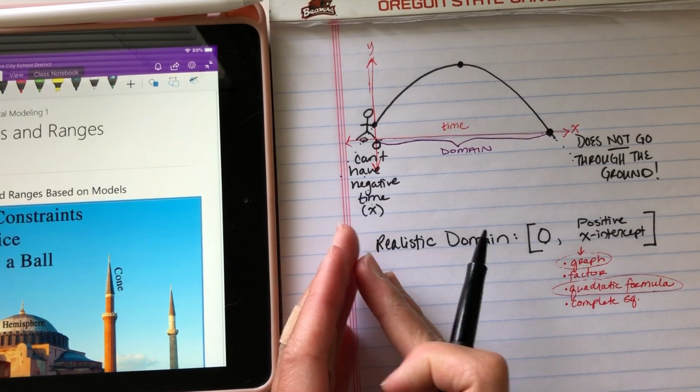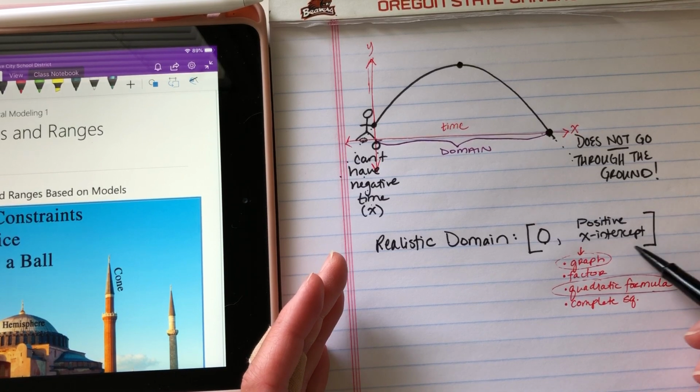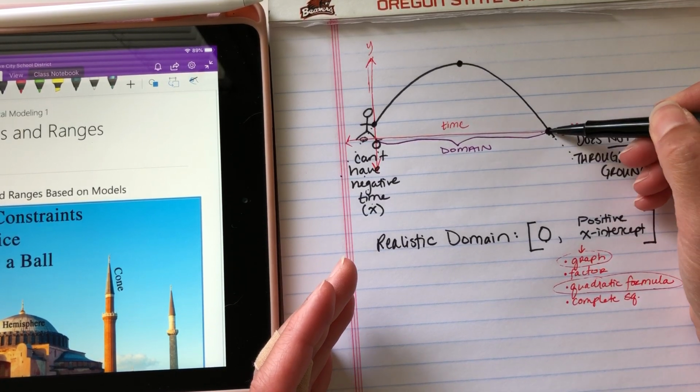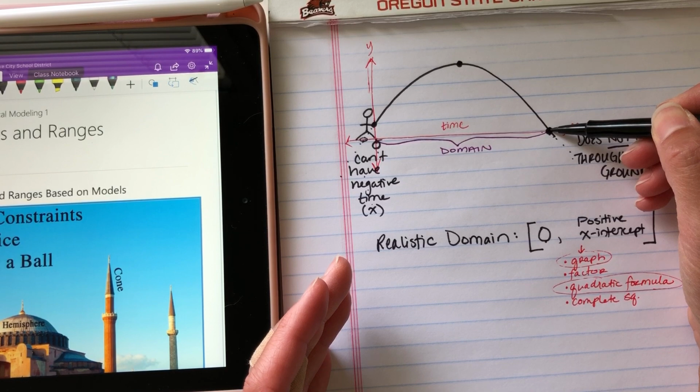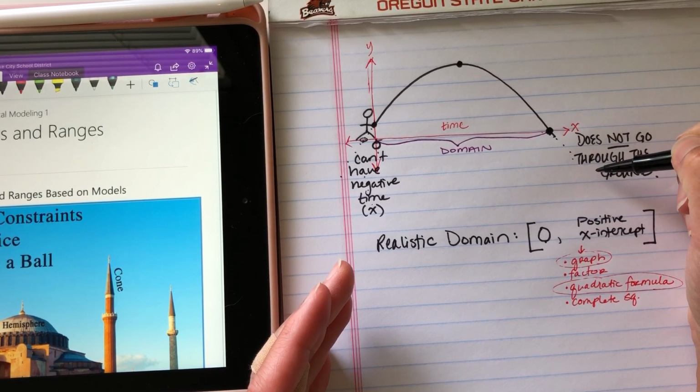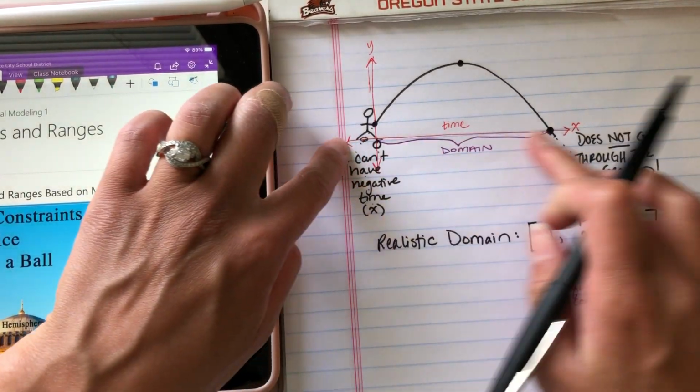Okay, so that's finding the realistic domain. Notice that's a closed bracket on the positive x-intercept because the ball does exist there on the ground. It's just not going through the ground. Okay, so that's my realistic domain.